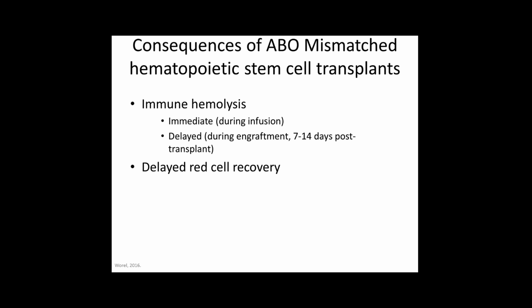Another known consequence of ABO mismatched transplants is delayed red cell recovery, although this is not typically noted clinically until it develops into pure red cell aplasia. Pure red cell aplasia is complete agenesis of the erythroid cell line. Patients who have pure red cell aplasia are typically red cell transfusion dependent to maintain an adequate hemoglobin, and if they have a bone marrow biopsy, that will show agenesis of the erythroid line.